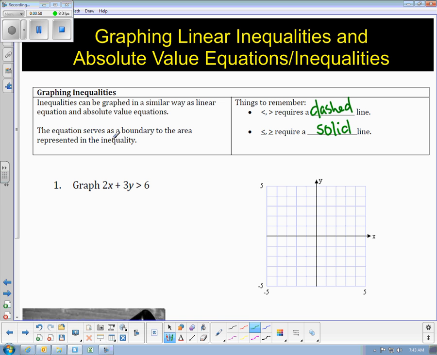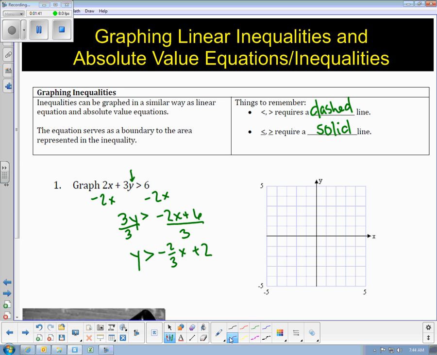The easiest way probably would be to put it in slope-intercept form, meaning we solve for y, get y by itself. We could also use the two intercepts to graph. Both ways would work, but I'm going to put it in slope-intercept form. So I'm going to subtract 2x and I have 3y is greater than negative 2x plus 6. And then I'm going to divide by 3. Remember, in inequalities, we always have to check what we're dividing by. In this case, it's a positive number, so I keep the sign the same. I don't need to flip it. I'm going to have negative 2/3 x plus 2.